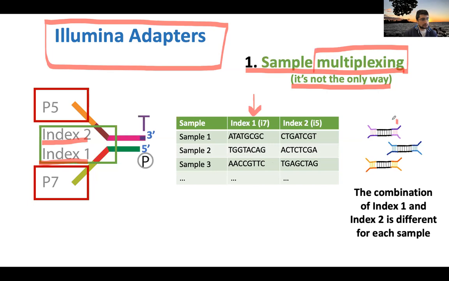As you can see here, whenever you have 3 samples, one sample will be tagged with the purple indices, one with the blue indices, and the other with the orange indices. So it's a way of using the combination of both index 1 and index 2 to differentiate the origin of each DNA. The information is encoded here in the green box, index 1 and index 2.